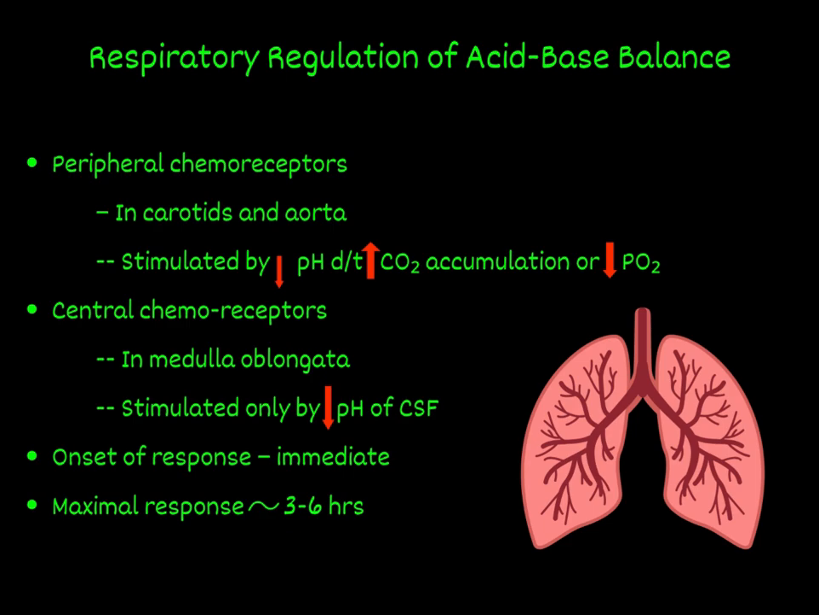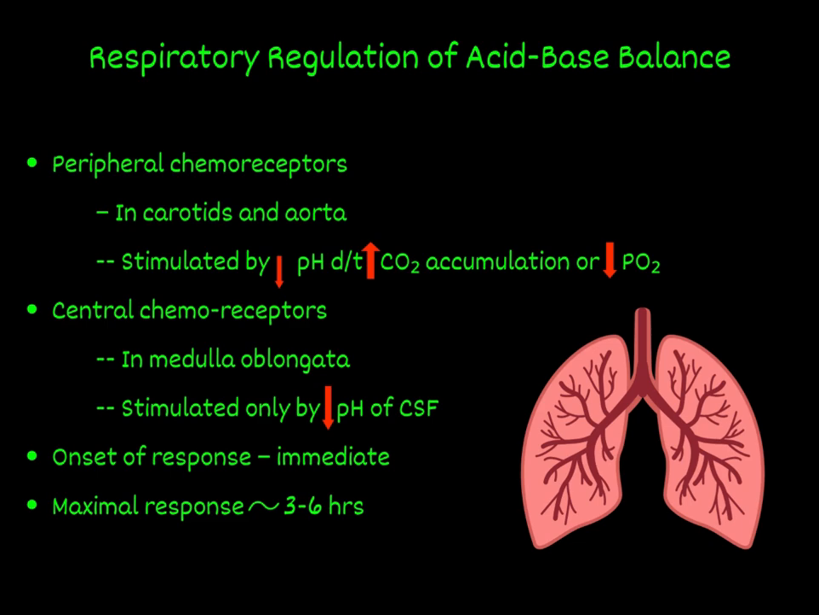The lungs regulate PCO2 by adjusting the rate and depth of ventilation, how fast and deeply you breathe. This process is governed by central chemoreceptors in the medulla oblongata and peripheral receptors in arteries, like the carotid bodies and aorta, which sense changes in pH, partial pressure of carbon dioxide, and oxygen levels.